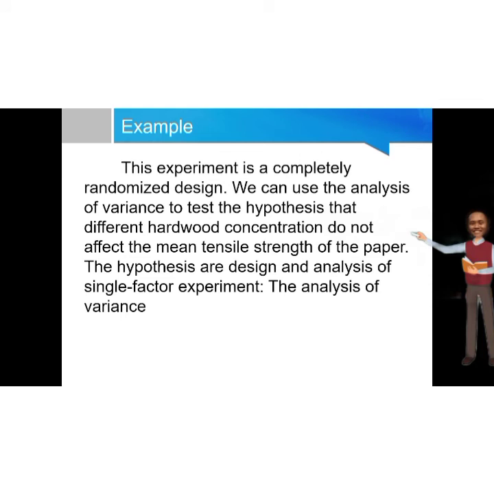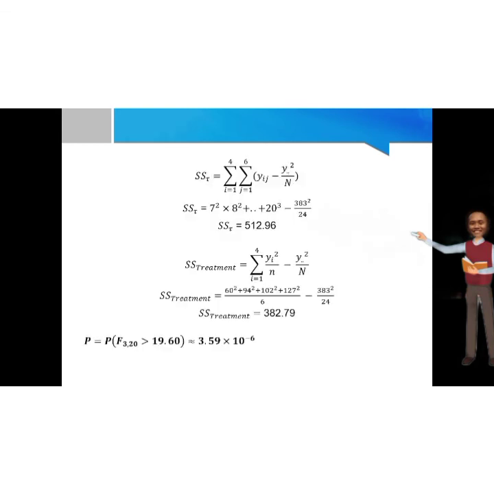Example. This experiment is a completely randomized design. We can use the analysis of variance to test the hypothesis that different hardwood concentrations do not affect the mean tensile strength of the paper. The hypotheses are as stated in the design and analysis of single factor experiment. The analysis of variance.